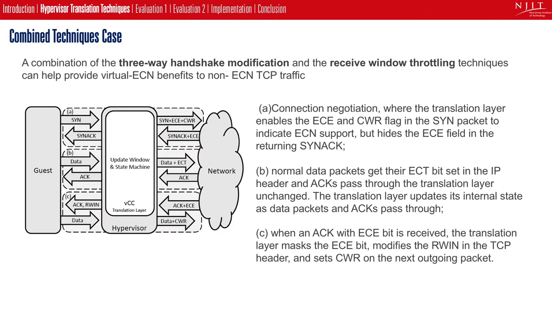It uses the receive window throttling technique upon congestion. As shown in part C of the figure, upon receiving an ECN congestion notification, it decreases the advertised receive window to force the guest sender to reduce its pace and behave as if it were ECN aware. It also modifies the TCP header fields of the ACK packets to mask the congestion notification in the overlay.